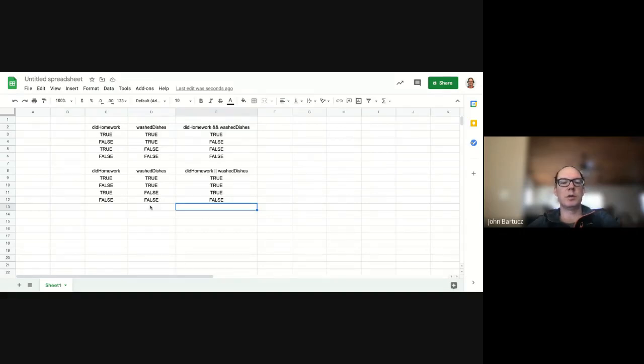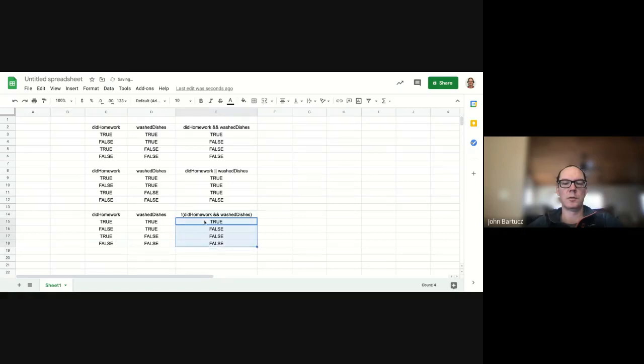You can start getting more complicated by doing something like not did homework and wash dishes. That starts getting a little trickier. Not did homework and wash dishes. So did homework and wash dishes? Yes. So that would be true, but the not makes it false. This makes the inner parentheses false, but the not makes it true. This one, did homework and wash dishes? No, but then the not makes it true.